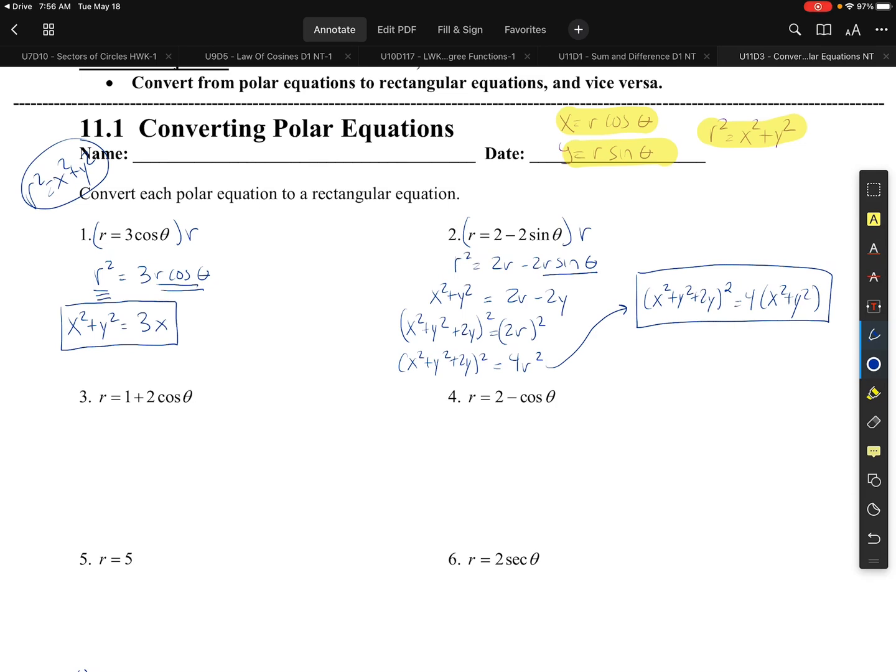Down here, get rid of r, make it r squared. r squared equals r plus 2r cos theta. There's my x squared plus y squared equals r plus, in this situation, my 2x, from r cos theta. So x squared plus y squared minus 2x equals r. Square both sides. So we have x squared plus y squared minus 2x, quantity squared, equals x squared plus y squared. There's my formula.